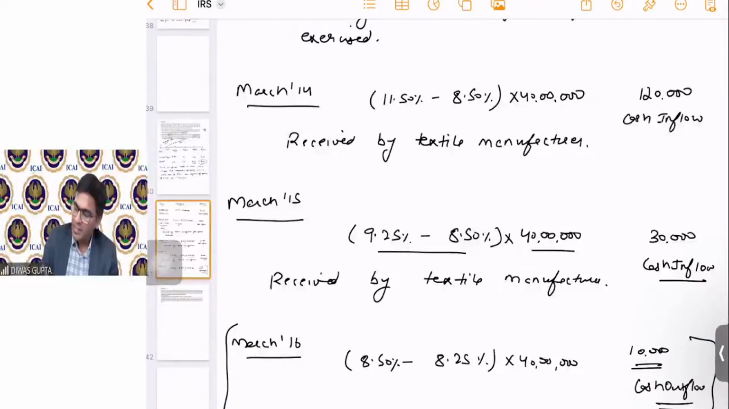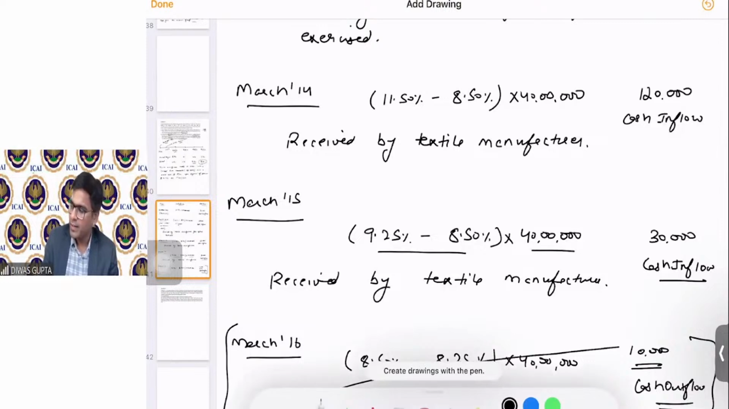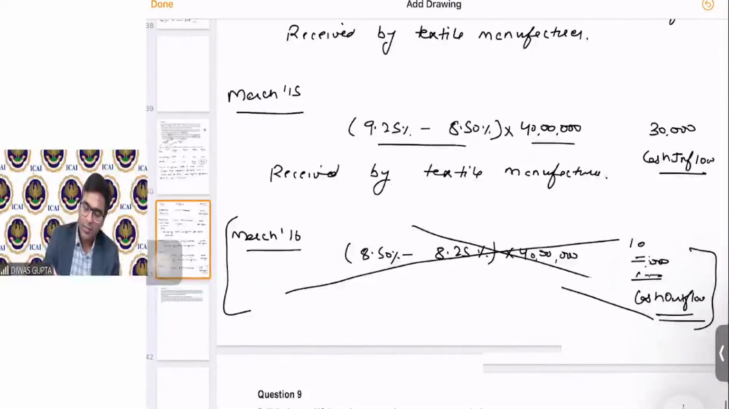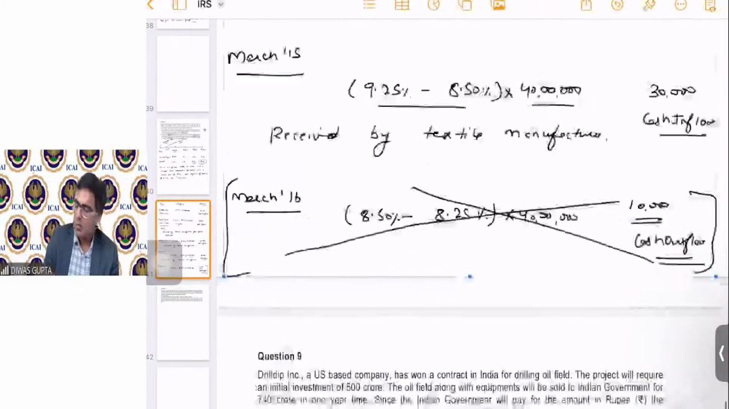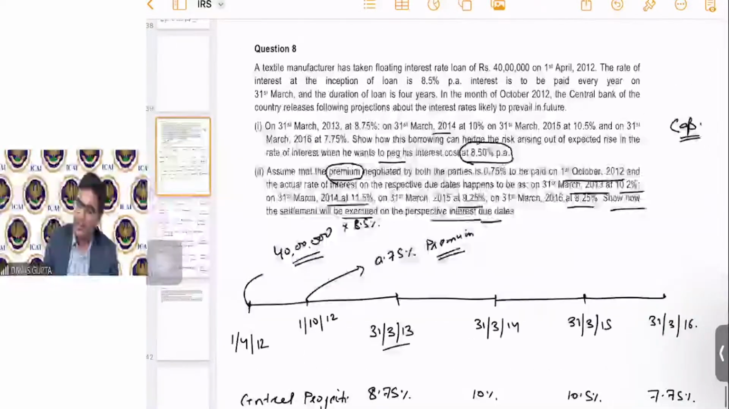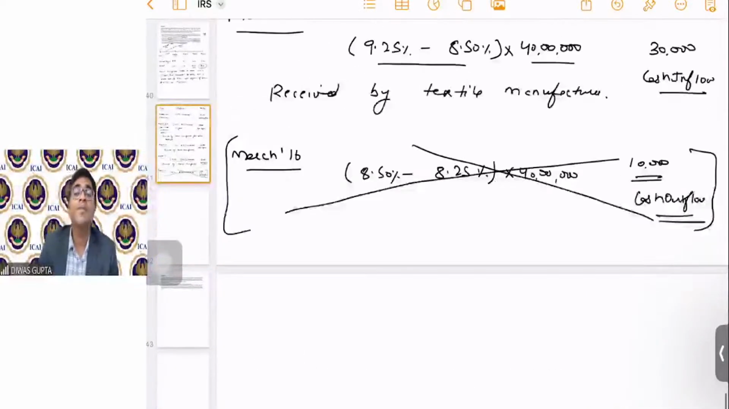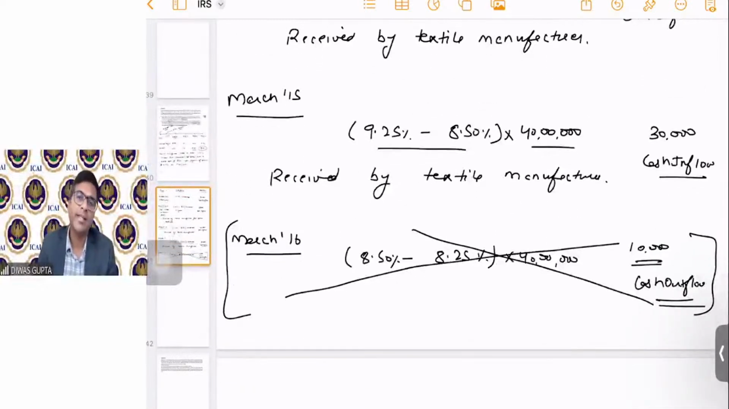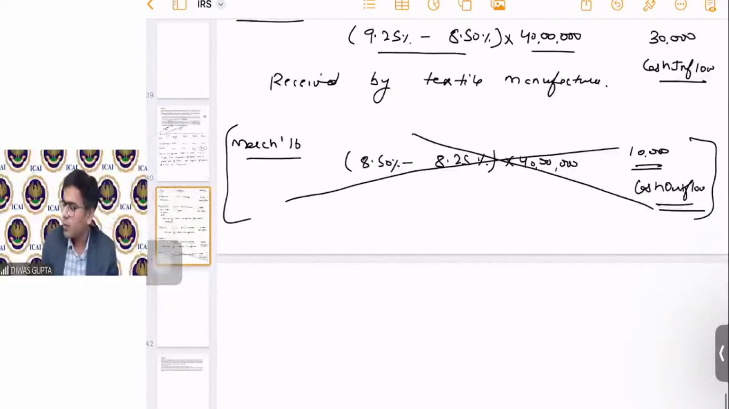So, since this is a cap option, there is no need of this cash outflow, students. So, the cap option itself gives the right to the holder that in case it becomes higher than the strike rate, then only you exercise and get the money. Okay, so March 16, what will happen? Yes, Abdul, you're also right. Since this is an option, hence there is no need to exercise it.